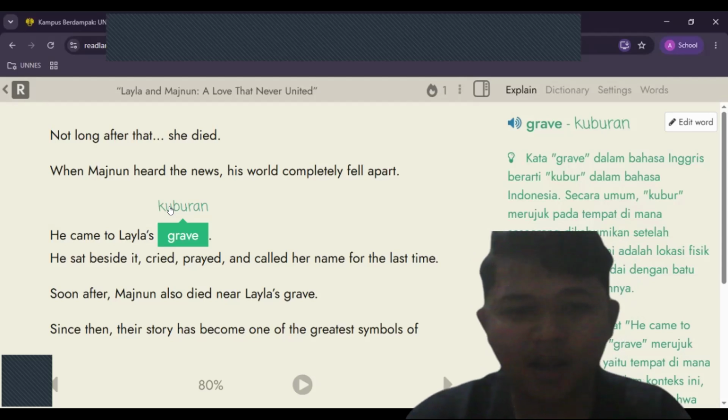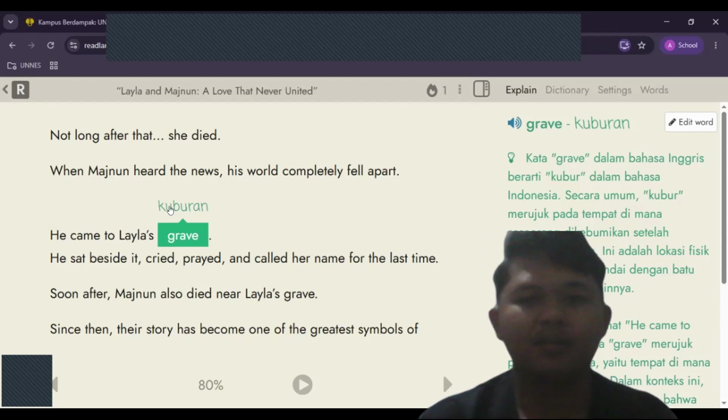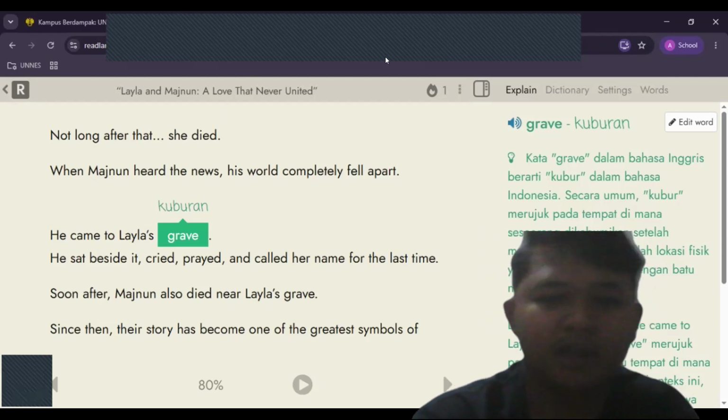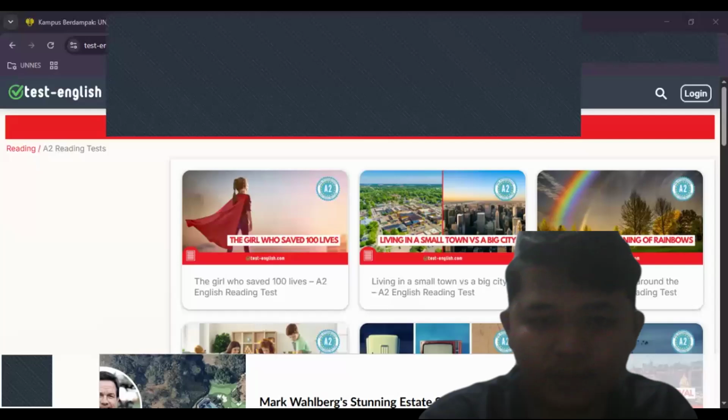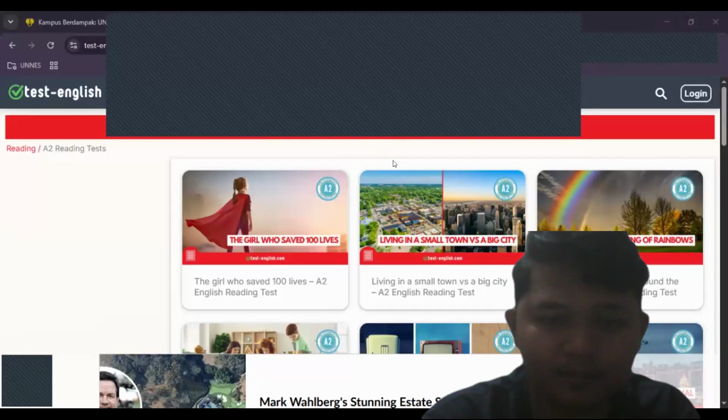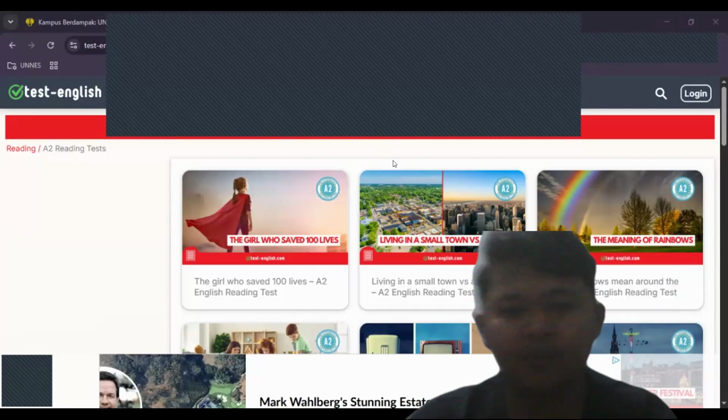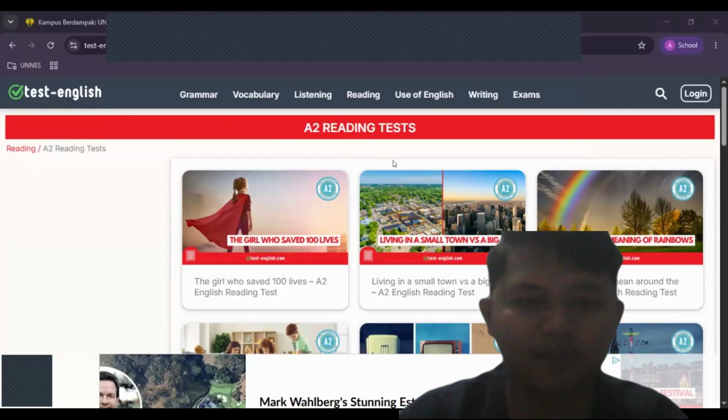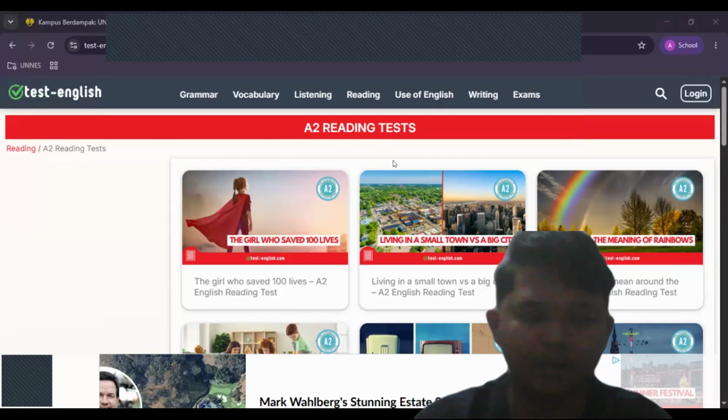Okay. So after we study using Redline, let's use the new AI tools. The AI tool is Test English. Okay, so wait, let me share the screen. Is it visible, guys? Okay, good. So on Test English, there are a few options about what you want to learn.